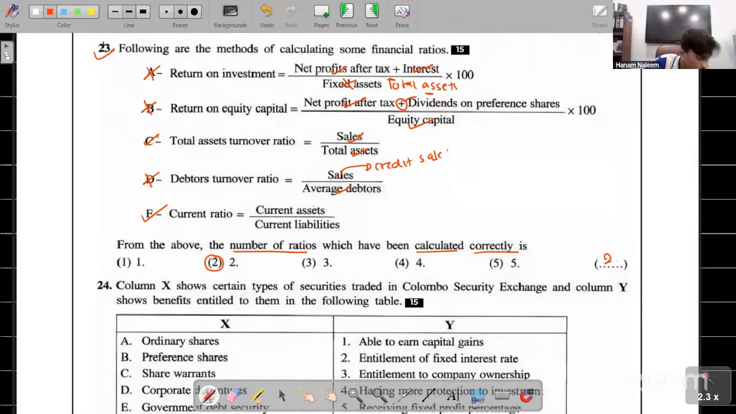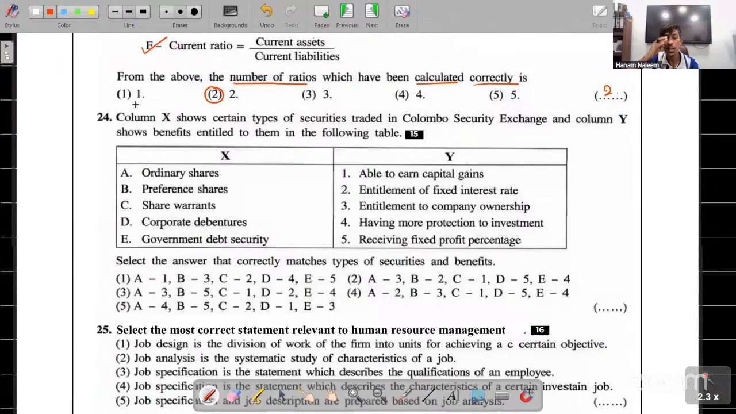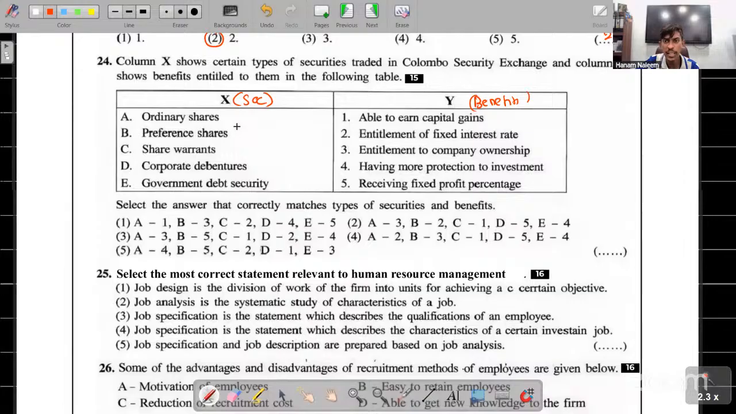Then question 24. Column X shows securities in the Colombo Stock Exchange, and Column Y shows the benefits. They have given you the benefits here. Ordinary shares: one advantage you can get is the ownership of the company, that's 3. Then preference shares, you get fixed dividends, so it should be the fifth one, receiving a fixed profit percentage. Every year the dividend you get is fixed, so it is 5.